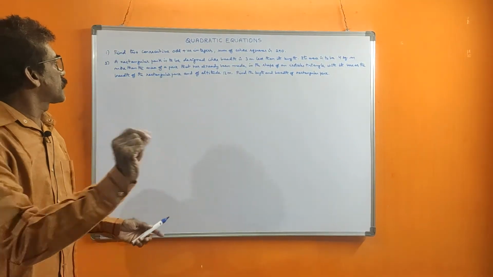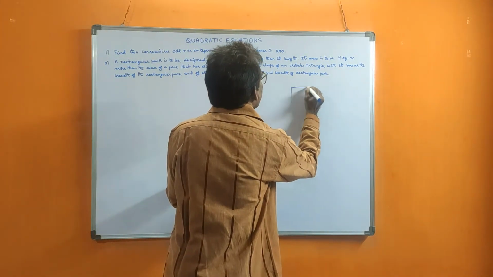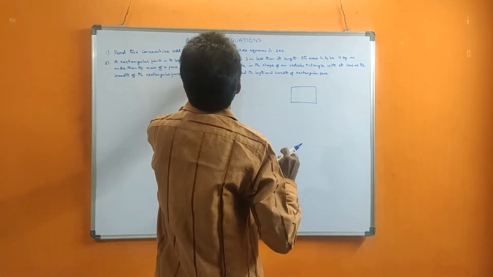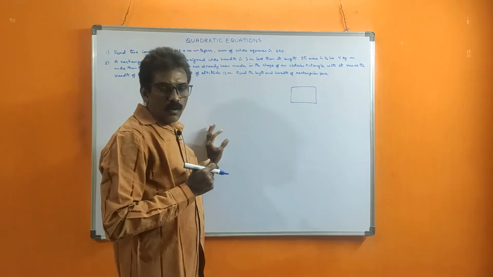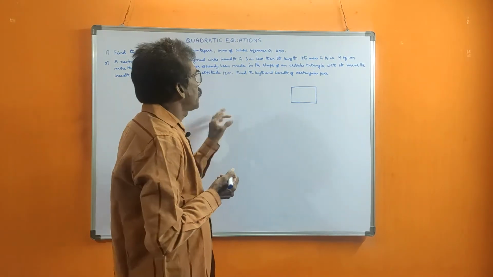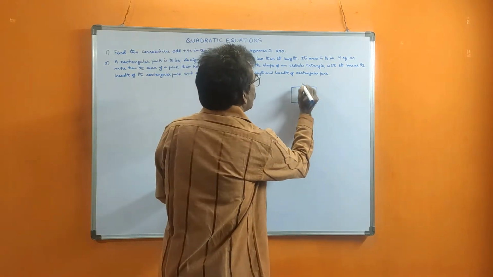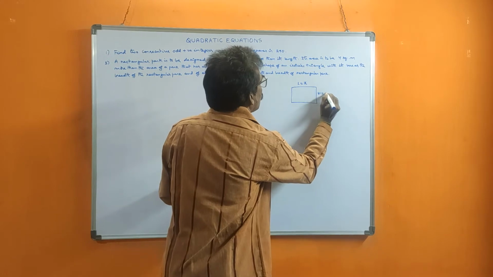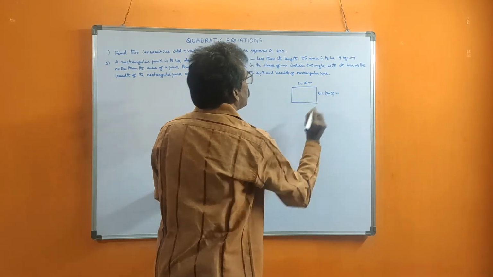Now the next sum is a rectangular park. A rectangular park is designed whose breadth is 3 meters less than its length. We know length is more, breadth is less. That's why its breadth is 3 meters less than its length. That means if you take length as x, then breadth is equal to x minus 3 meters.